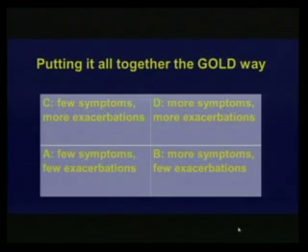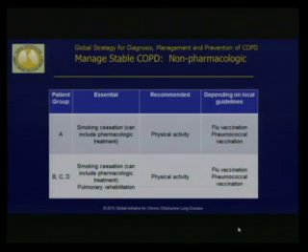So putting it all together, the way the GOLD people want us to. Remember, we have our 4 categories. Really not much going on here. These people have symptoms but aren't ending up in the hospital. These people don't really have a lot of symptoms, but they go to the hospital, and these people just are in a tough place because they have both symptoms and end up in the hospital.